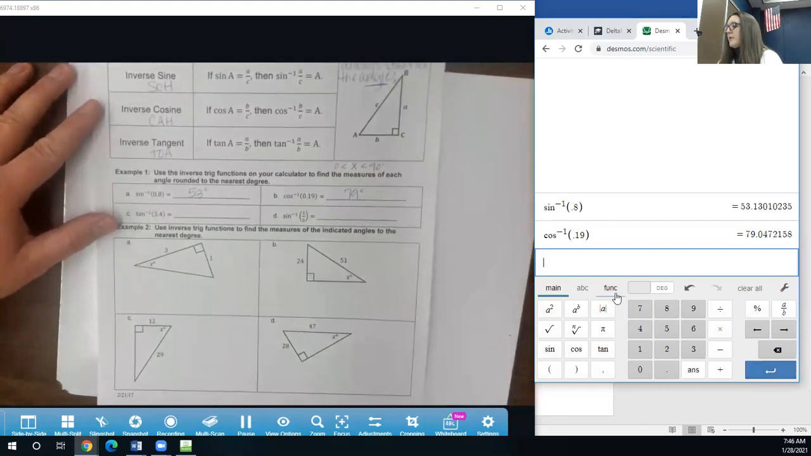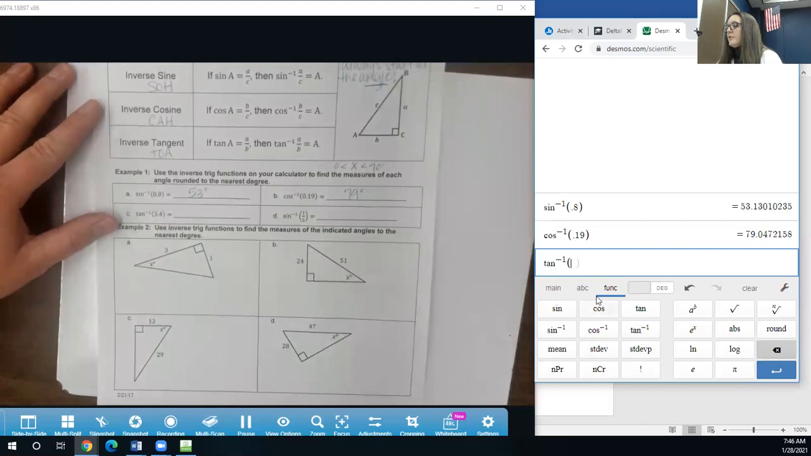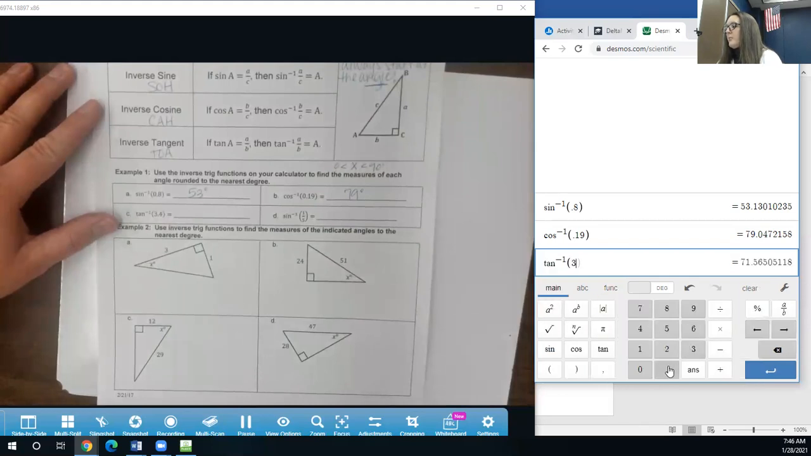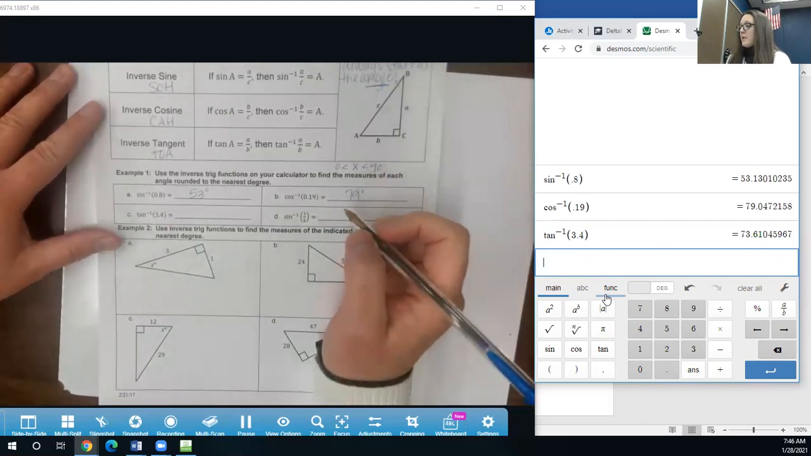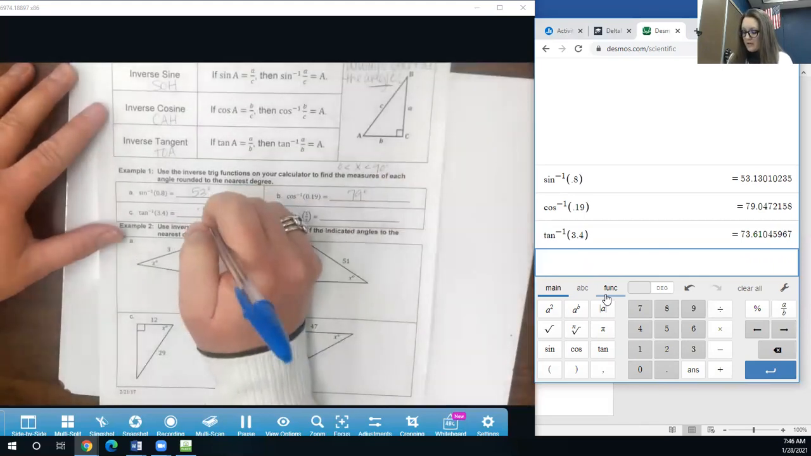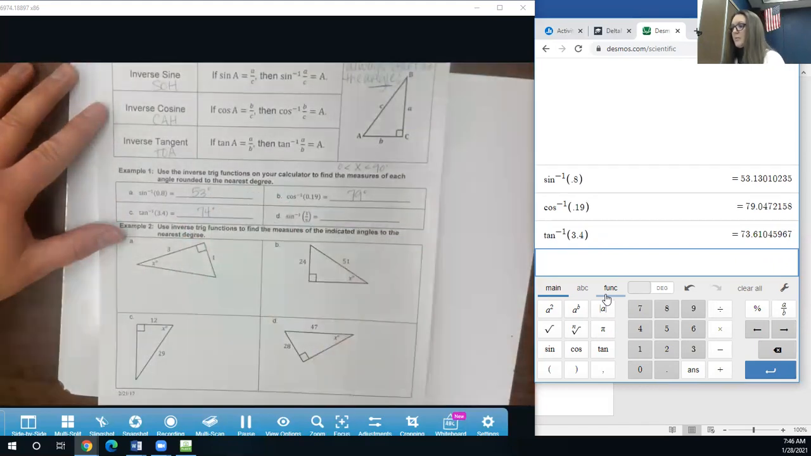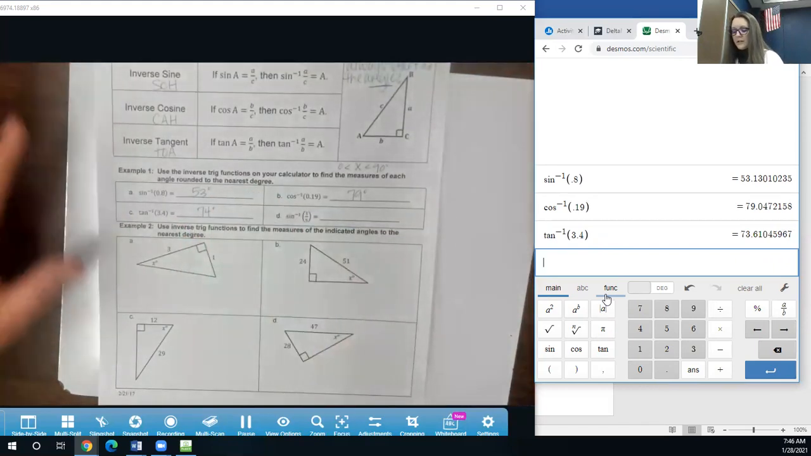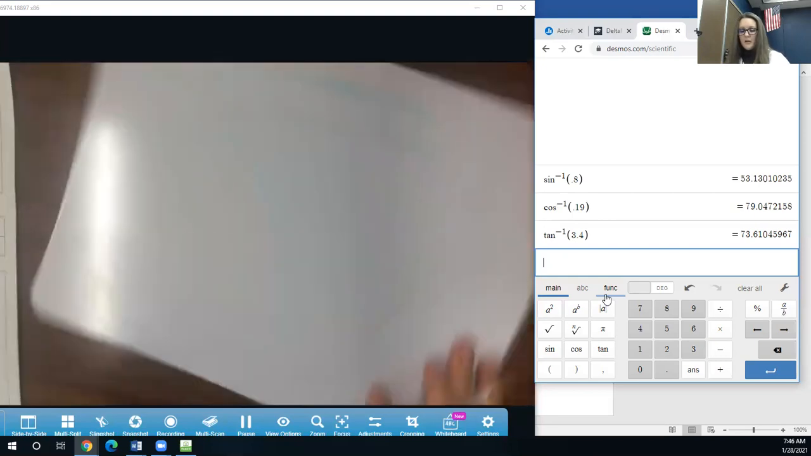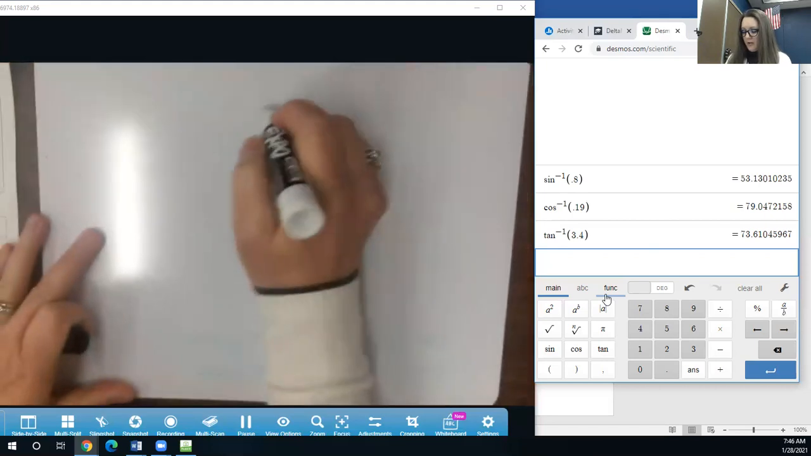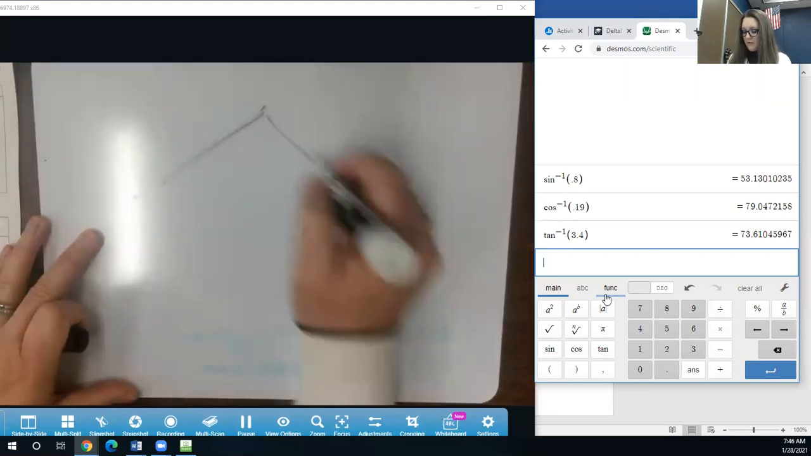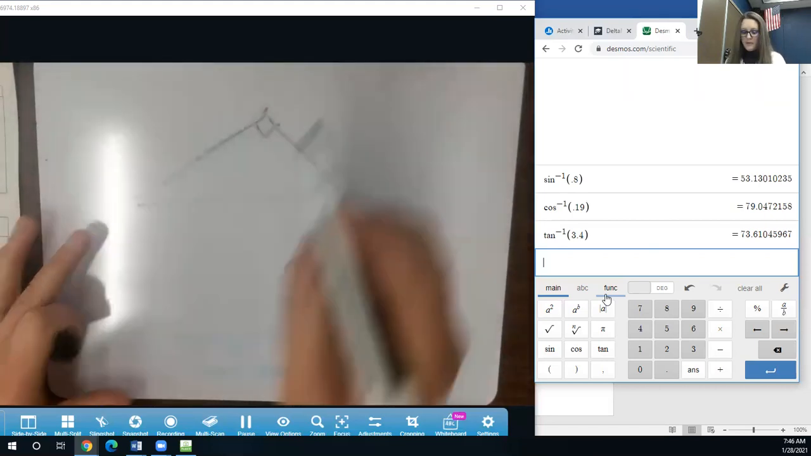Inverse tangent, we're just plugging in our calculator. Inverse tangent of 3.4. Just keep in mind I'm toggling between the main and the function. The function is where your inverse is. And I get 73.6. I'm rounding it to the nearest degree, so that 6 is going to bump my 3 up to a 4. All right, let's actually look at this with some triangles here. So if I have a right triangle, man, my markers are just not working out for me today.